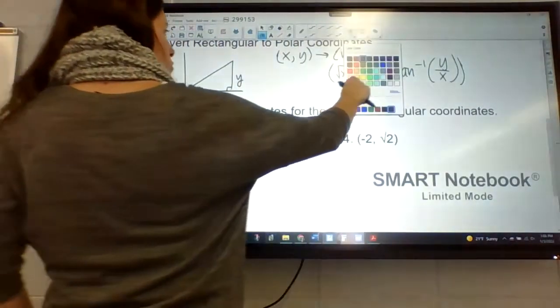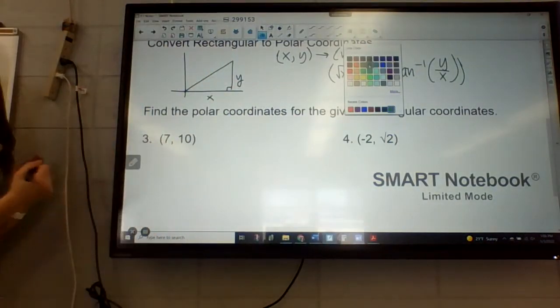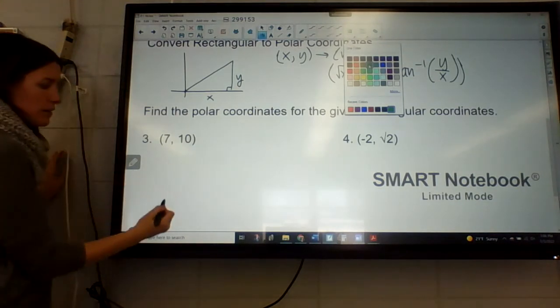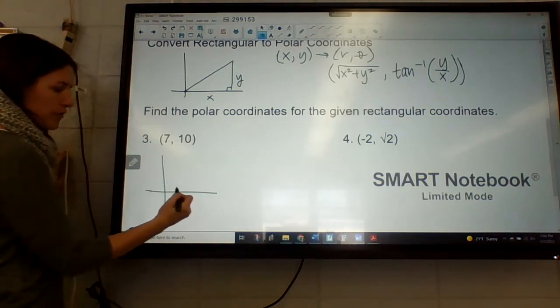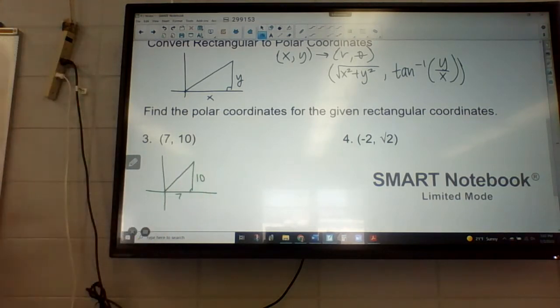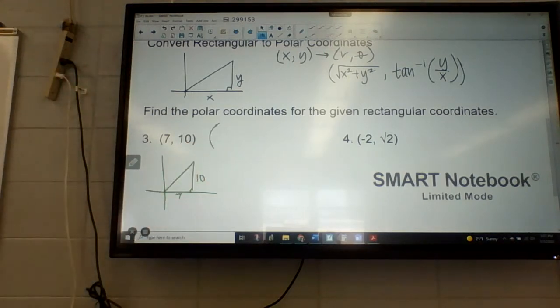Okay, guys. So they gave us 7 and 10. Now, since they're both positive, these would both be in that first quadrant. So it'd be over 7 and up 10. So this is the situation we're looking at. We're trying to find r and we're trying to find theta. But again, we can use our formula here. Now typically r is going to be a decimal. It's okay.